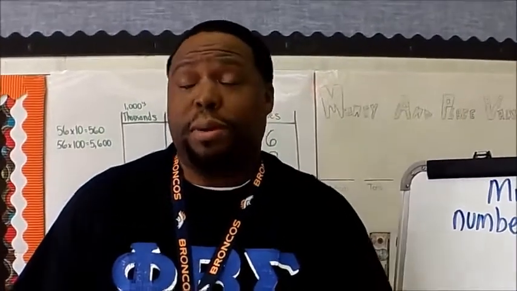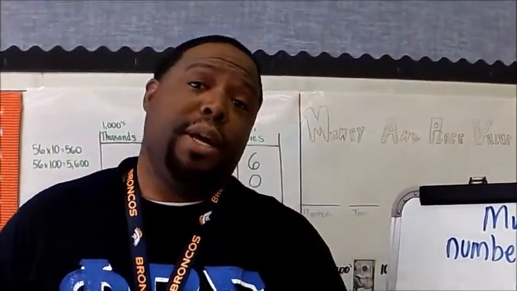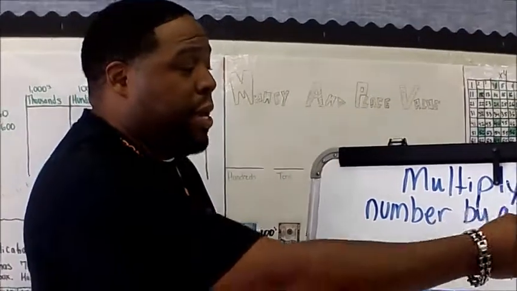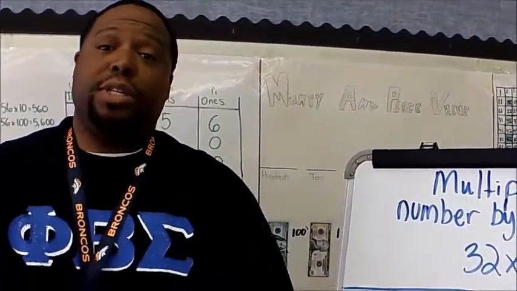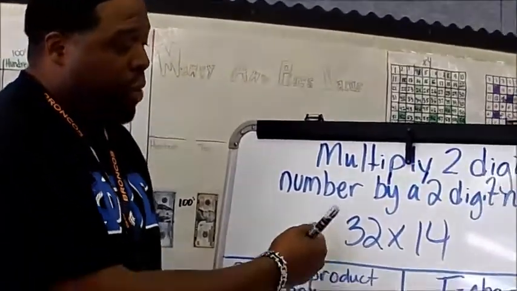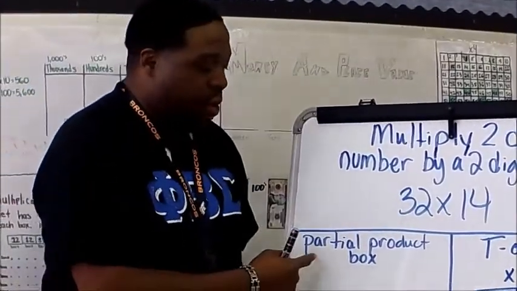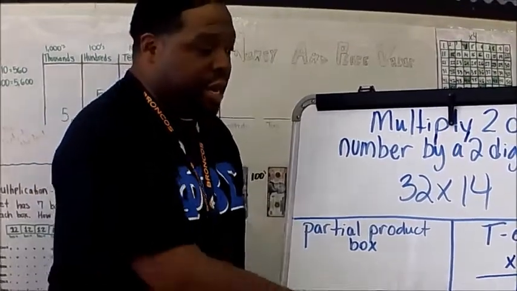Raymond Williams, a fourth grade math teacher here at Ross Elementary. I'm going to be talking a little bit about multiplying a two-digit number by another two-digit number. So as an example, we've got 32 times 14. I'm going to be showing two different strategies to do that. One of them is going to be a partial product box, and the other is the t-chart.